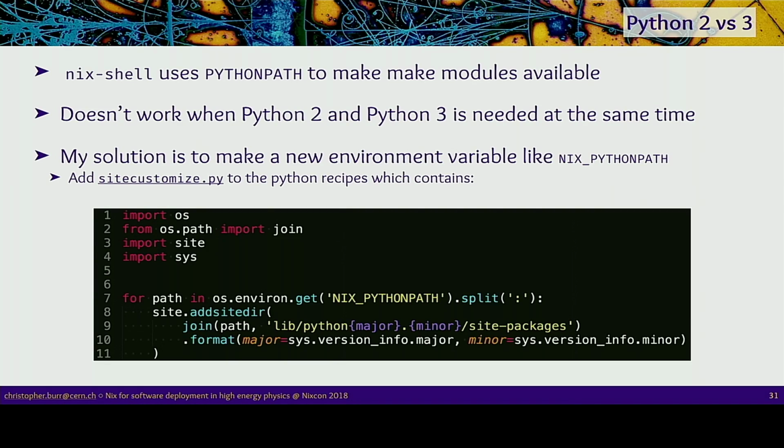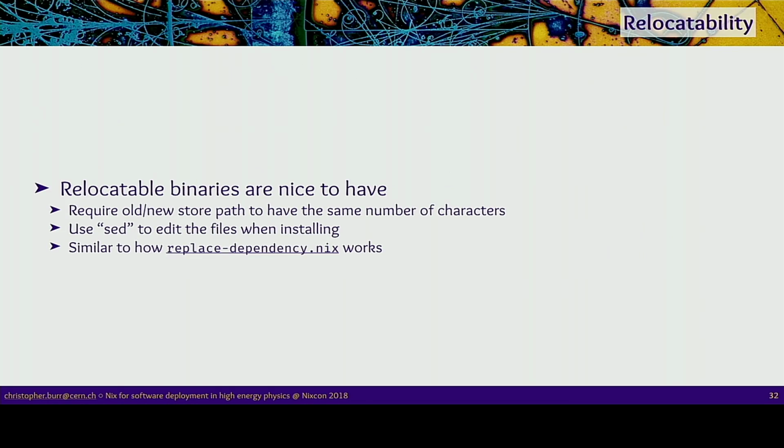And using PYTHONPATH like nix-shell does means that you can't then import any Python libraries, because if any of them aren't compatible with both for all of their builds, then it doesn't work. So the solution I came up with was to use sitecustomize inside the Python build so that it uses a different environment variable to add a Python version specific path to each Python installation when each Python installation loads. Maybe there's another solution that people have used for this. Please let me know afterwards if you have.